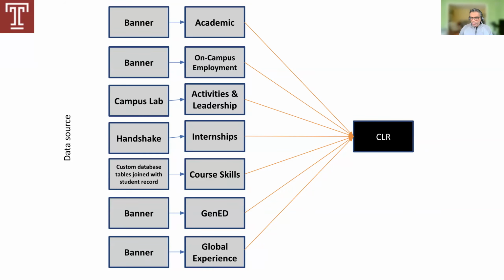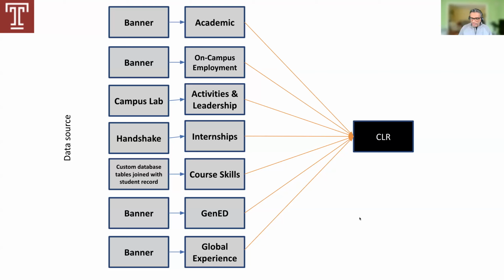Our CLR has both academic and non-academic components, and on-campus employment. The non-academic component includes activities and leadership, internships, skills from courses, skills from Gen Ed, and global experience. Each of those elements is then aligned with the data source where that information comes from. We use Banner for our student information system. Our academic component and on-campus employment come from Banner. The Gen Ed experience and the global experience come from Banner.